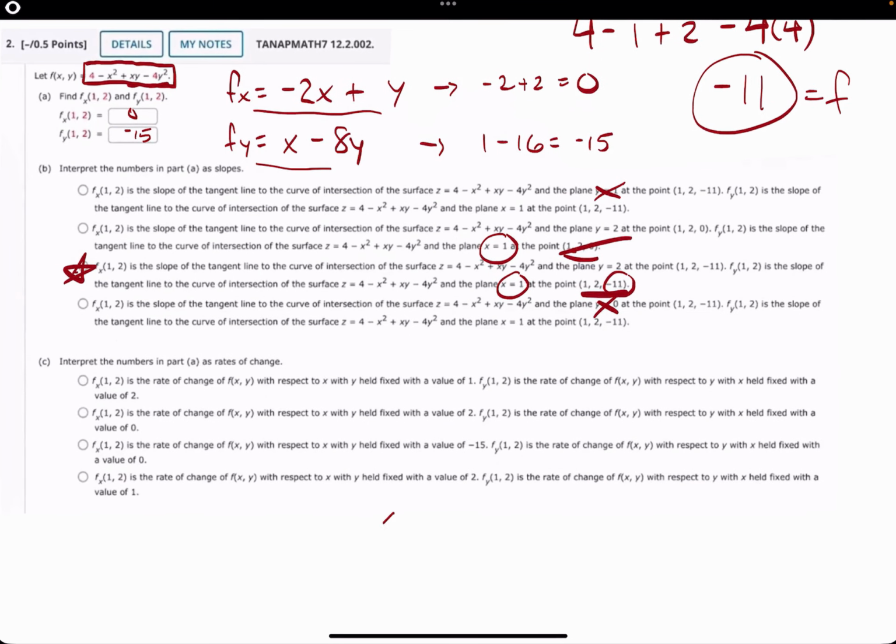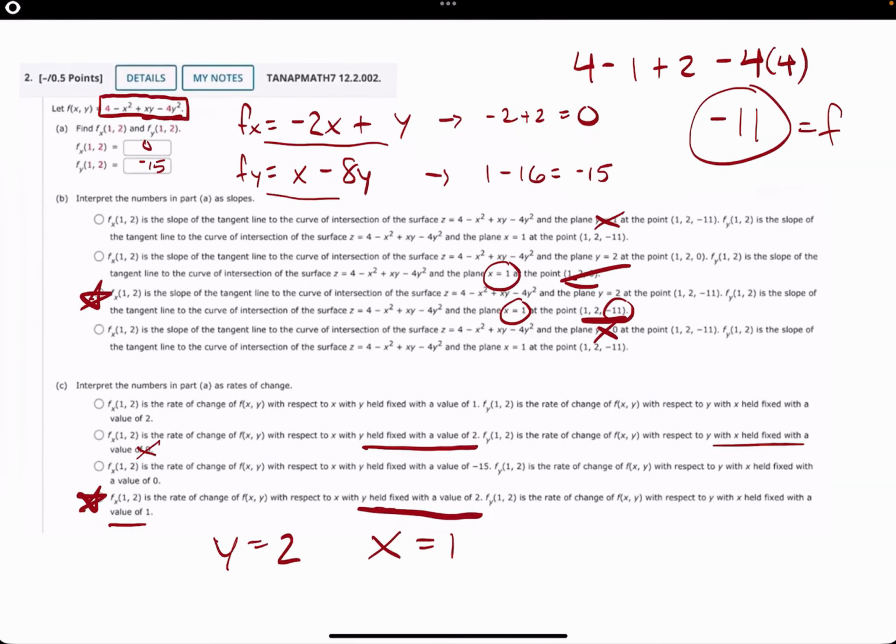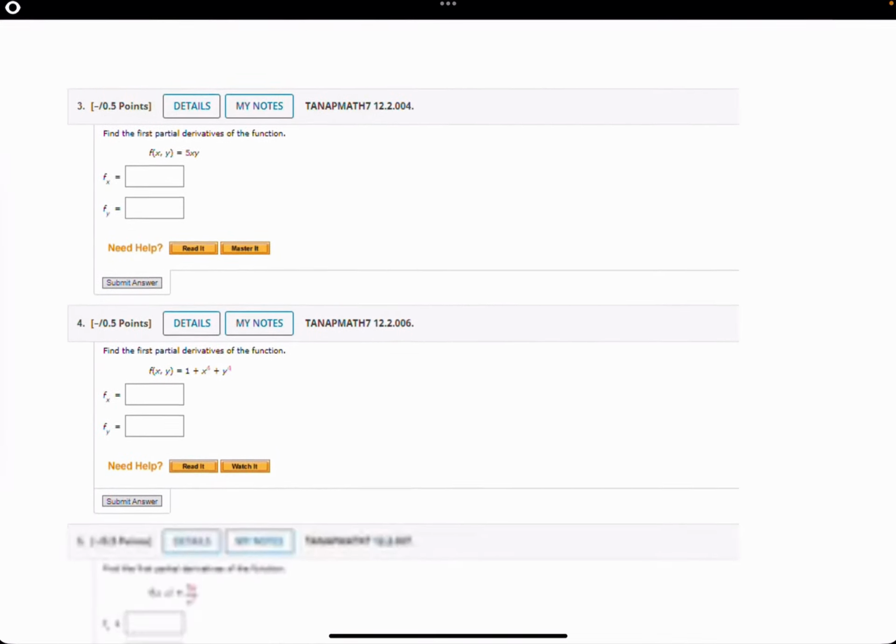And then again, we're looking for y to be held fixed at a value of 2 and x to be fixed at a value of 1. So y is fixed at 2, x fixed at not 0. Y fixed at 2, x fixed at 1. So I'm thinking D for this one.